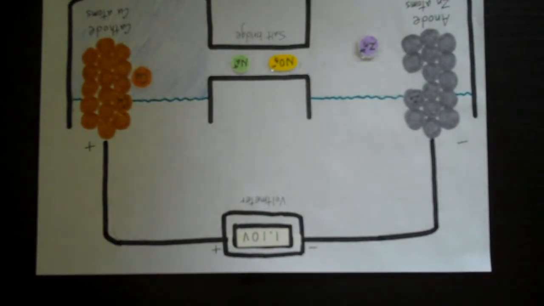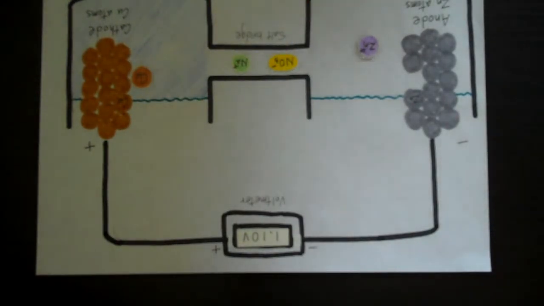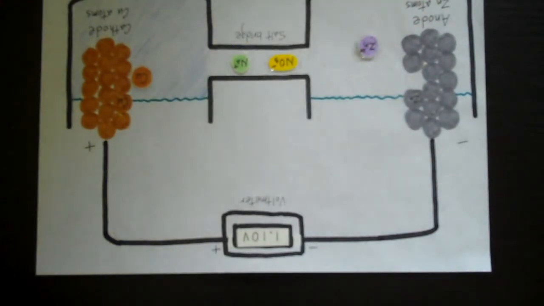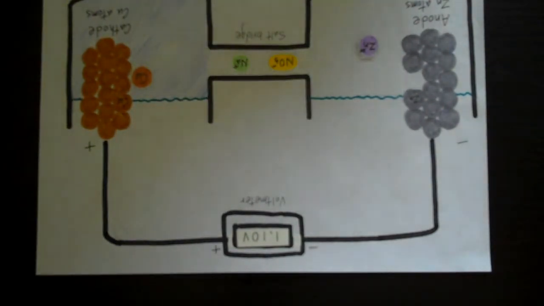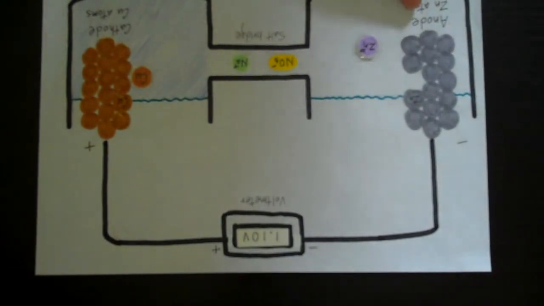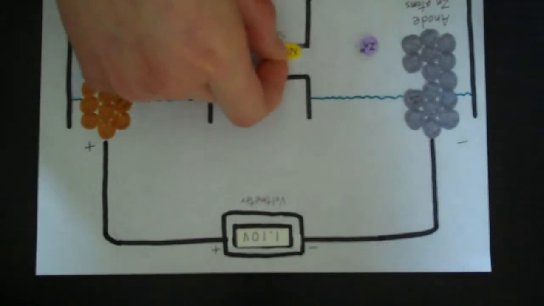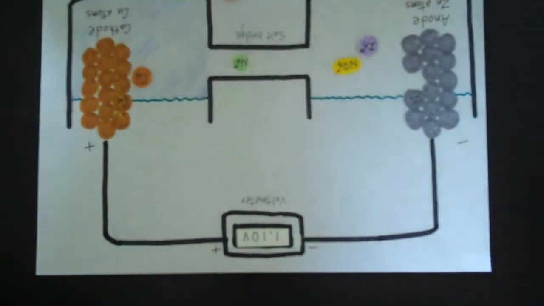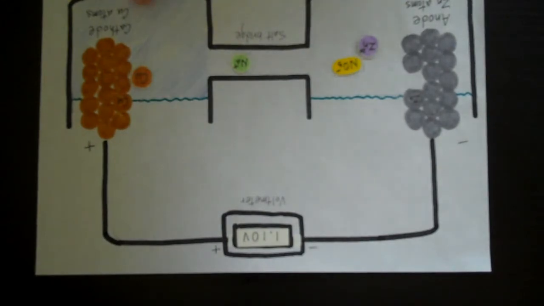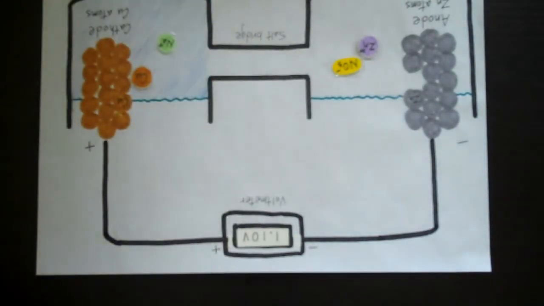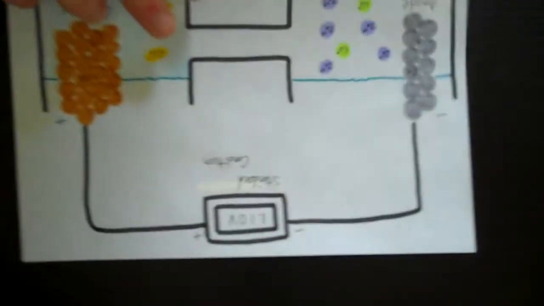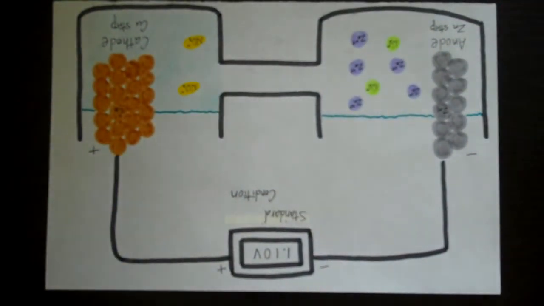To complete the circuit, we use strong electrolytes, in this case sodium nitrate, in the salt bridge. The anions in the salt bridge will flow toward the anode. In this case, it is nitrate. And the sodium ion, which is a cation, will flow toward the cathode. So over time, there will be a decrease in mass of the anode, the zinc strip, and an increase in mass of the cathode, which is the copper strip.